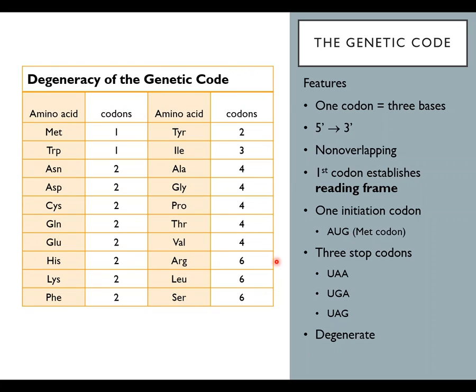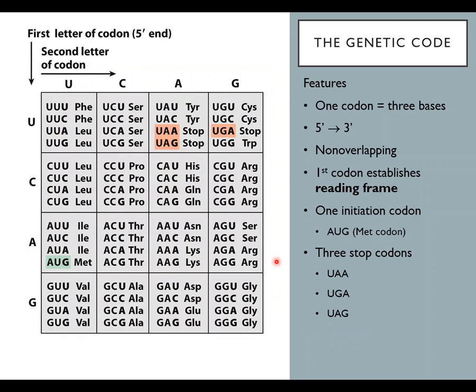One other important feature of the genetic code is that it is degenerate. Now, that does not mean that it is flawed or ambiguous, because, again, every codon represents one and only one amino acid. So if I give you a codon, you should be able to find the amino acid that it goes to. But it does not go the other way around.